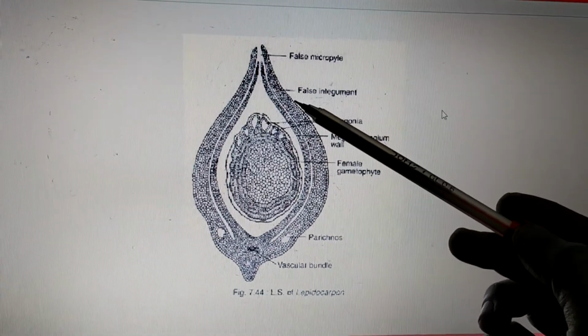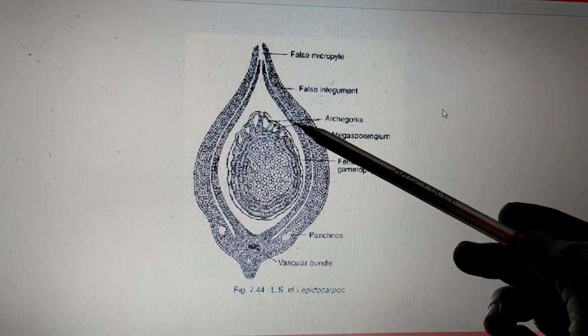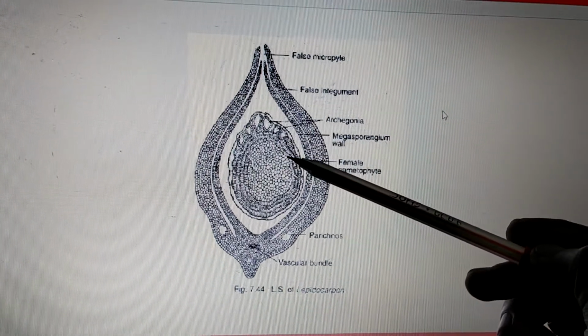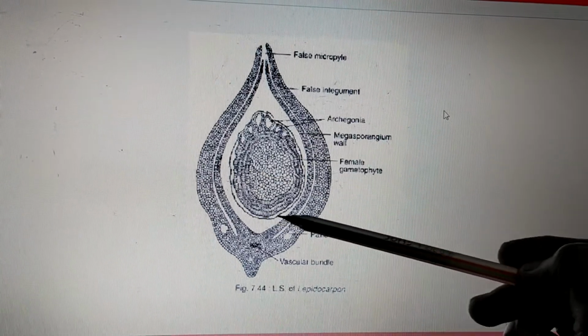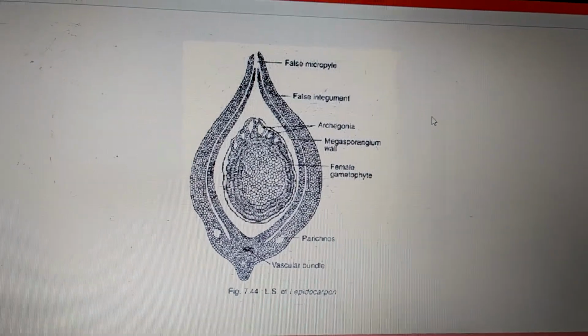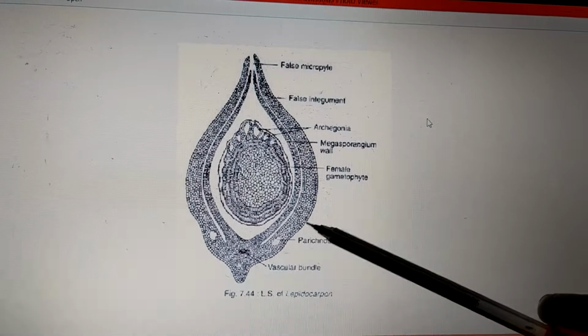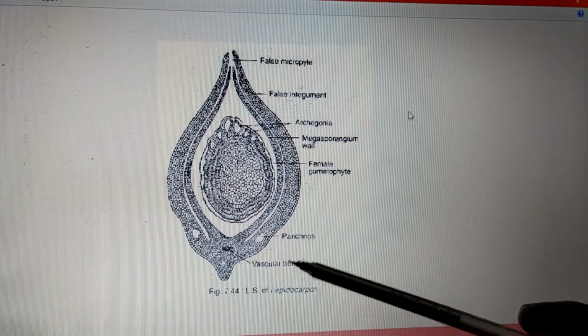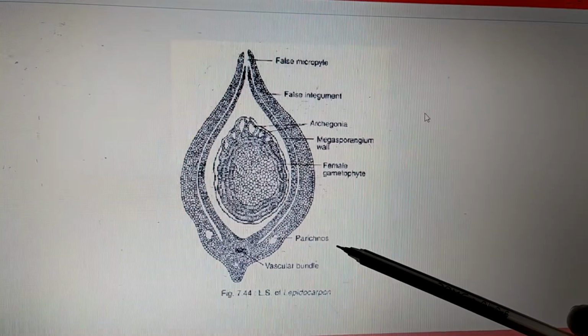Inner to the false integument, what we have is the megasporangium wall. The megasporangium wall usually bears the female gametophyte. And we have these structures called pericorns, followed by the vascular bundle. What exactly pericorns are, we will be discussing.